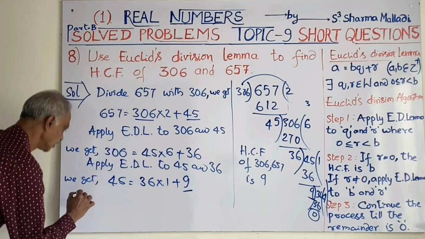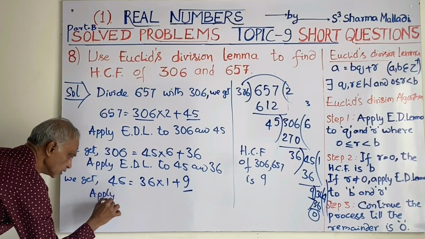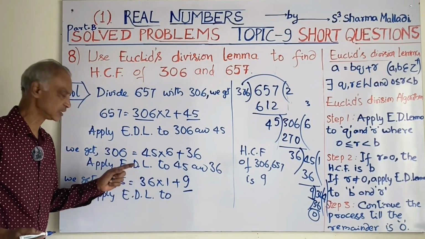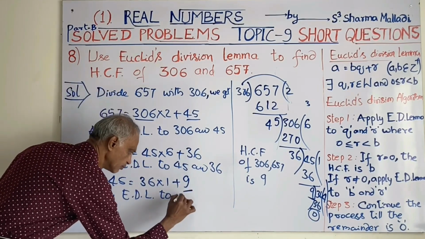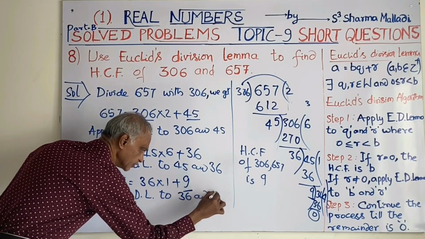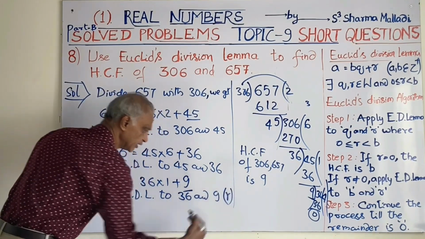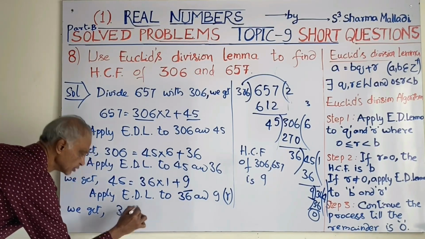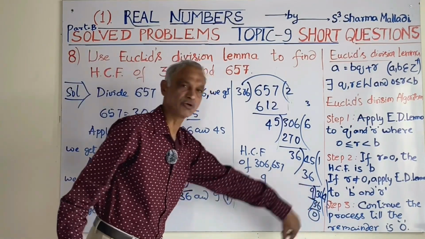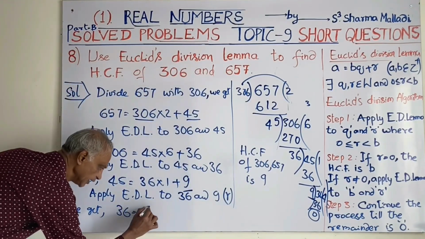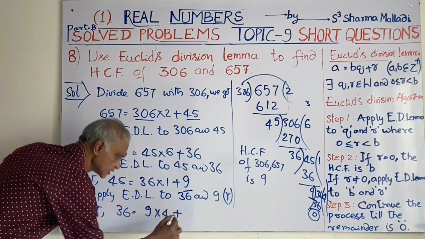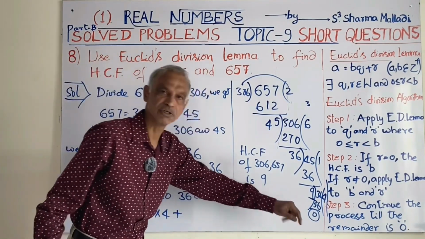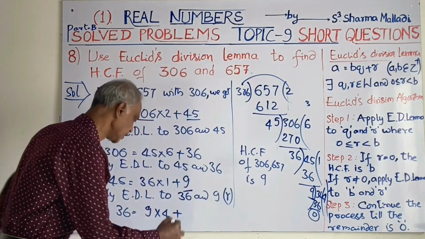Again, what I have to do? You have to apply Euclid's division lemma to divisor and remainder. What is the divisor? 36, and 9 is the remainder. We get 36 is equal to 9 into 4 plus 0, that is divisor into quotient plus remainder. What is the remainder you are getting? When you divide 36 with 9, you are getting remainder as 0.